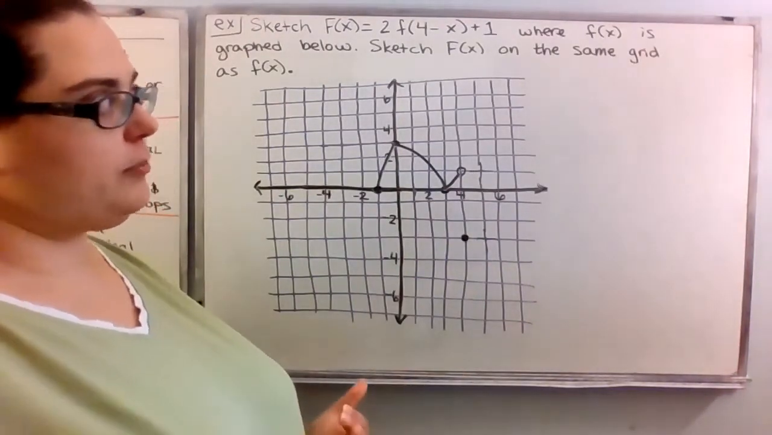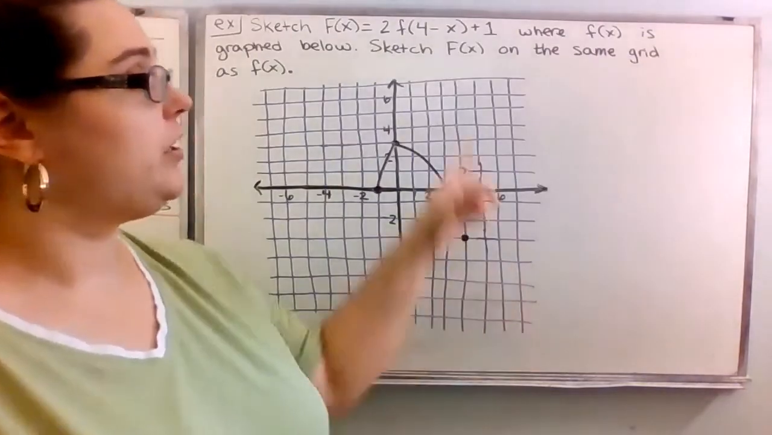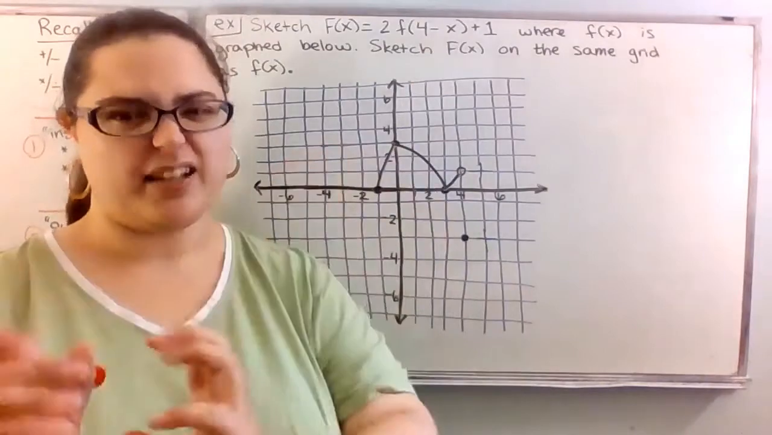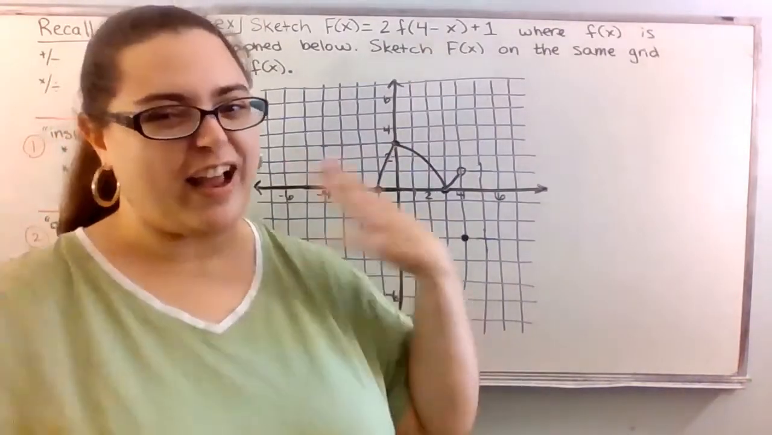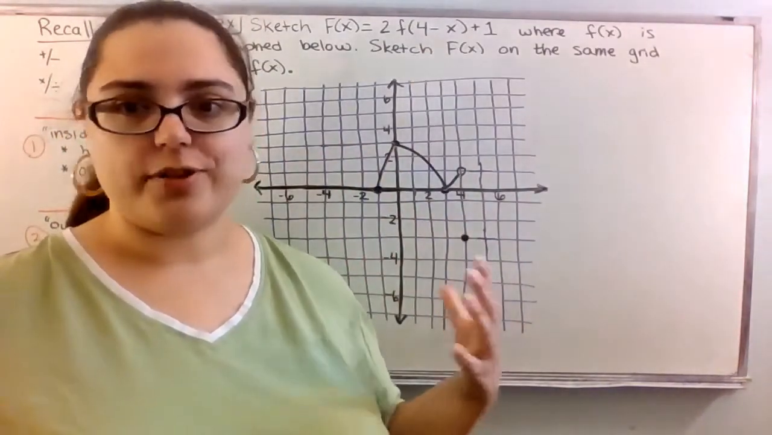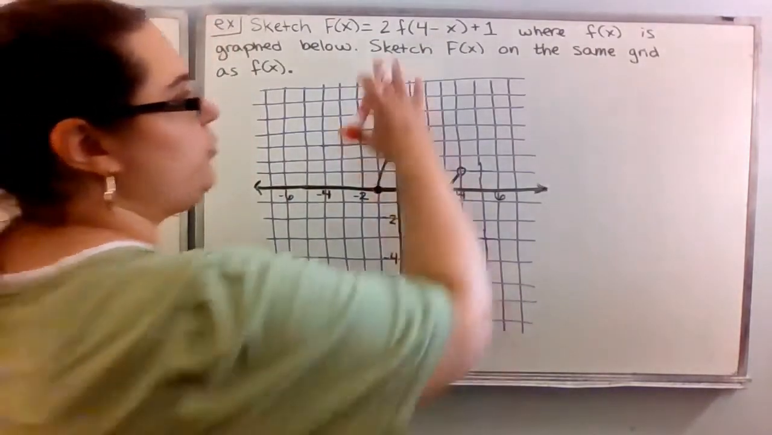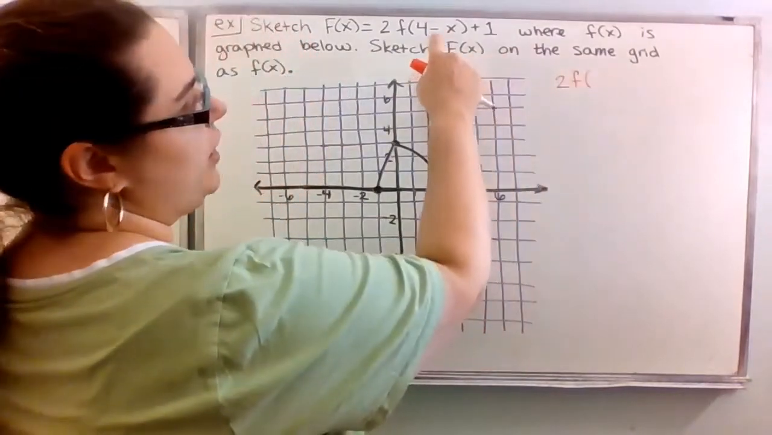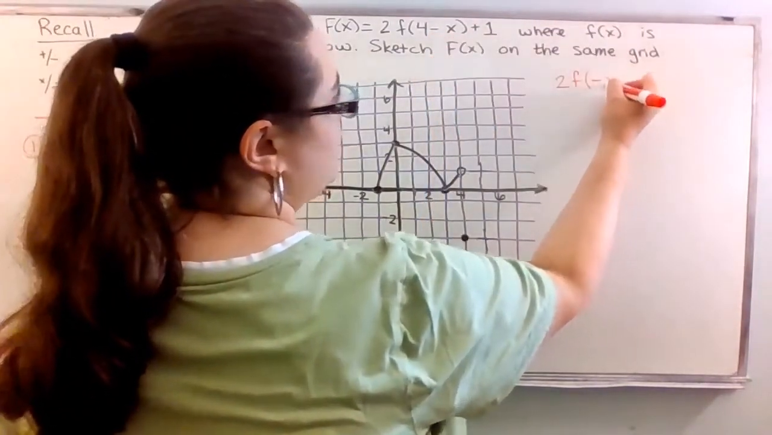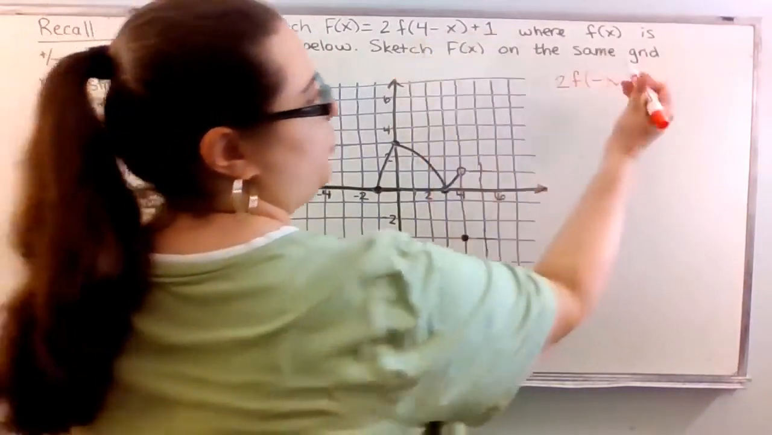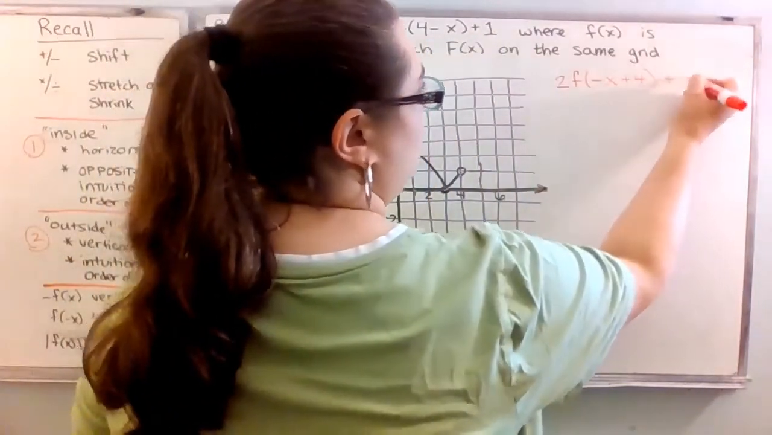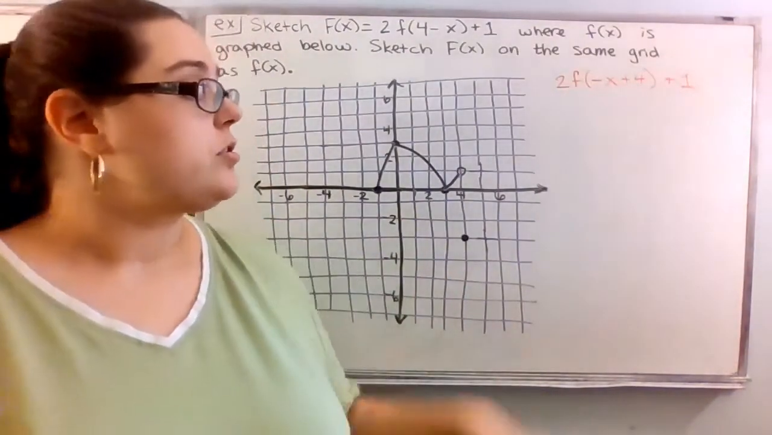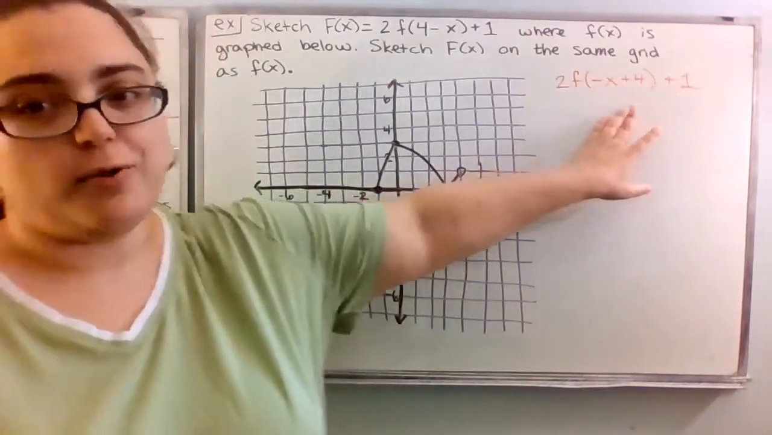The first thing that stands out to me is this 4 minus x. I don't like that it says 4 minus x. I want the x to be first because that's how we've been seeing our transformations so far. So I'm going to rewrite this as 2 f of, since I've got minus x, negative x, and since this is a positive 4, I'm going to write plus 4, plus 1. So I'm going to start out by rewriting that function so that everything's in the correct order that I want it to be in.